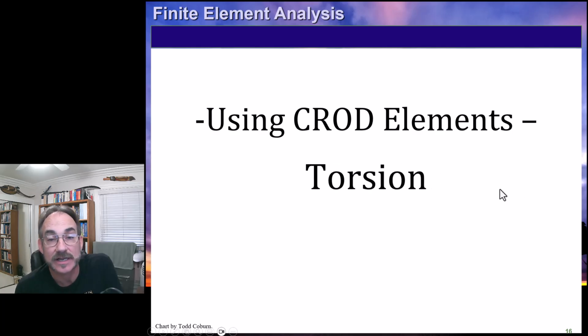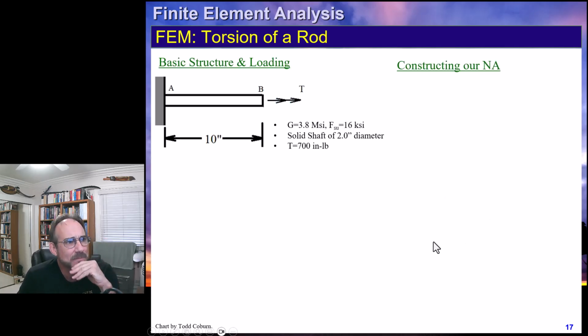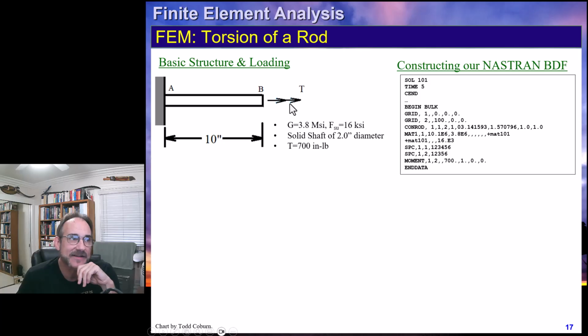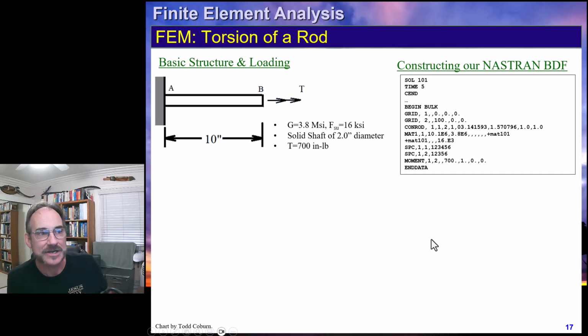All right. Next idea. Let's look at torsion. We said that CROD elements have torsional capabilities, so let's take a look at that. We have the same model as before, but instead of an axial load, we have a torsion. We can use our CROD. We could use either of our two element styles. We have all the same properties. The only difference between this model and our prior model is there's no force card. Instead, there's a moment card. The moment card is part of set ID 1, so it's going to be applied. It's located at grid point 2. It has a magnitude of 700, and the orientation is 1, 0, 0. So it's pointing right down the 1 direction.